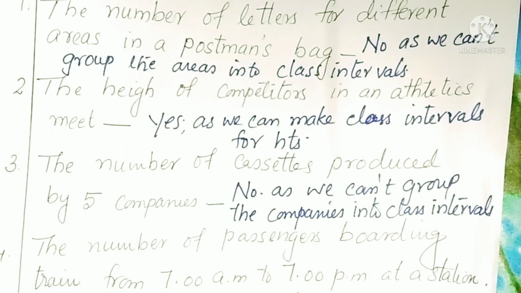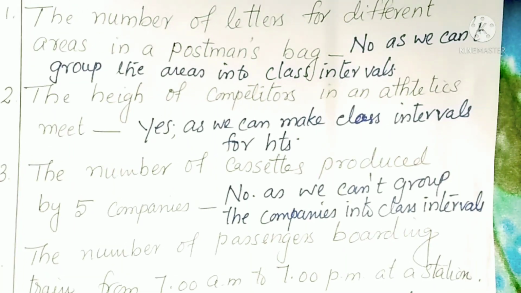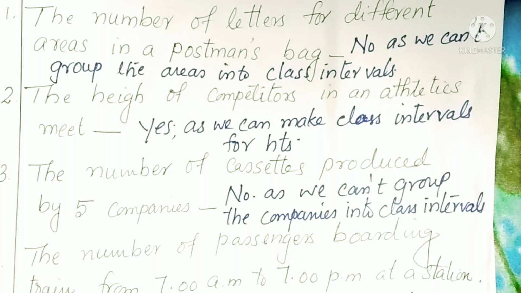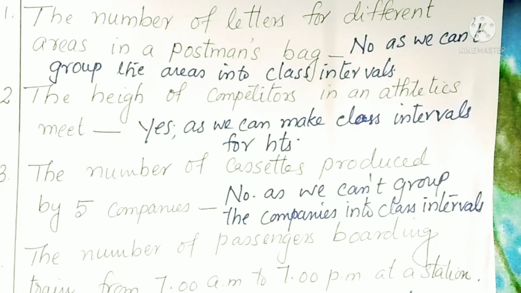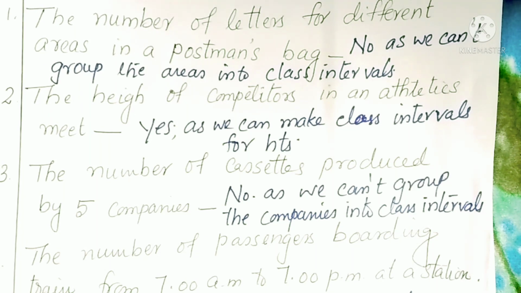The next question is the height of the competitors in an athletic meet. That we can use a histogram for, because it is height. We can decide a particular range, and that range can be divided into different groups. The next question is the number of cassettes produced by 5 companies. Again here 5 companies are there. These companies we cannot divide into class intervals, so we cannot use a histogram for that. There we need to use a bar graph.